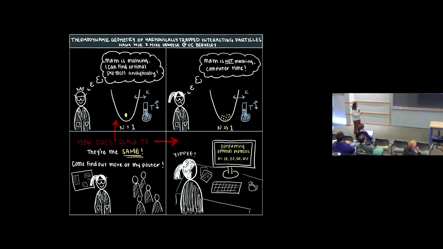Unfortunately for me, that's not the case when you start looking at more than one particle. So I numerically outputted the optimal protocols for a bunch of particles, and then we find out that they're actually kind of the same, almost the same. So this could be you on my poster, learning more.